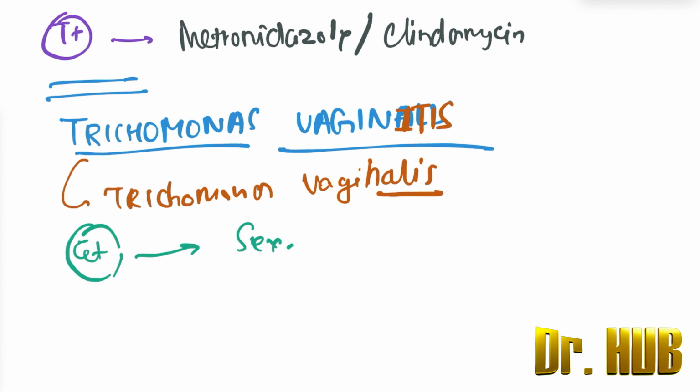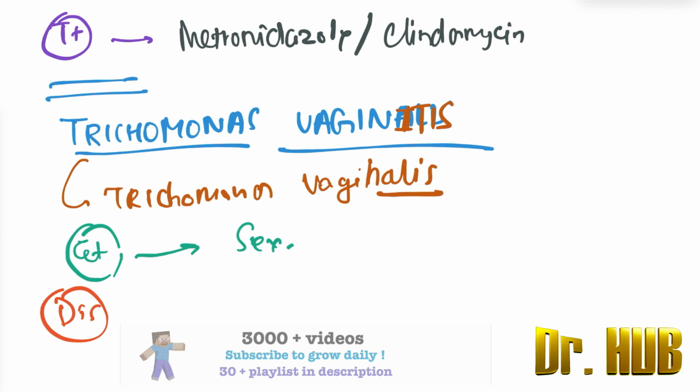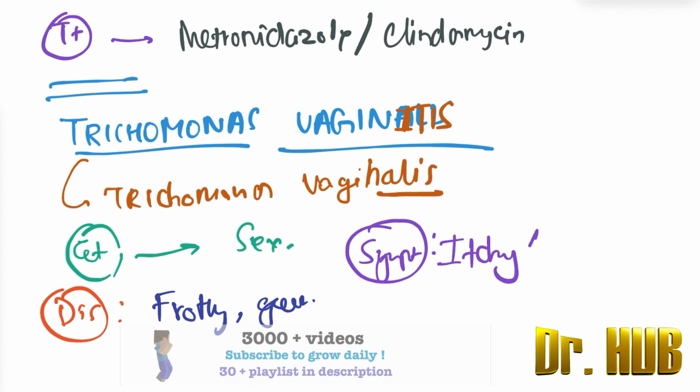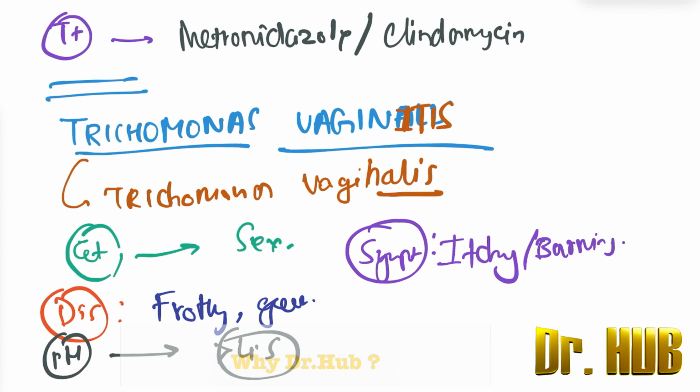And what about the discharge? The discharge is frothy and green. What are the symptoms? It is itchy and can be burning. Then comes the pH. The pH is greater than 4.5.